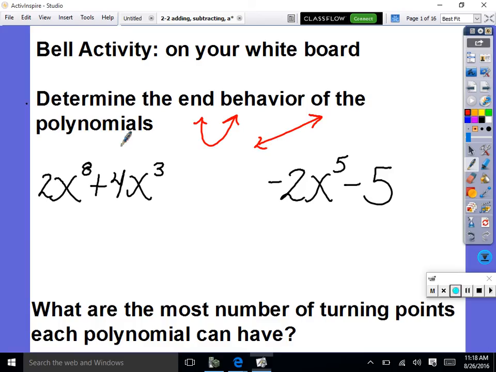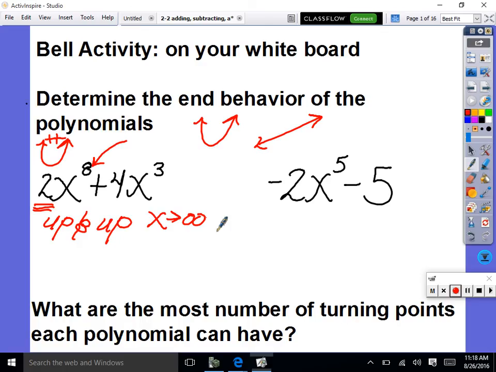So we look up here, and you guys said it was an even degree, right? And then you look in front, so we know it's either up and up or down and down. And then you look in front, is it going to be flipped upside down? No, right? This is positive, so it's like a smiley face parabola. So we say our end behavior is up, and then hopefully you would be able to do as x approaches positive infinity. Where's my function approaching?